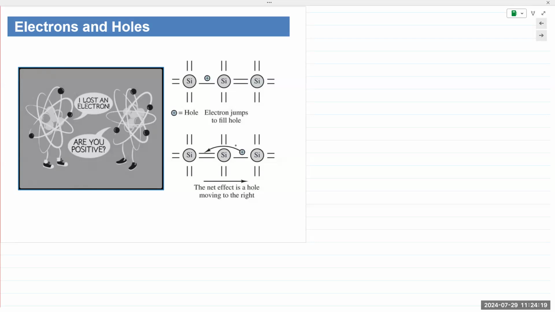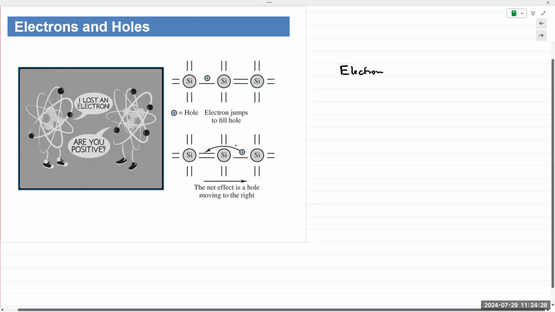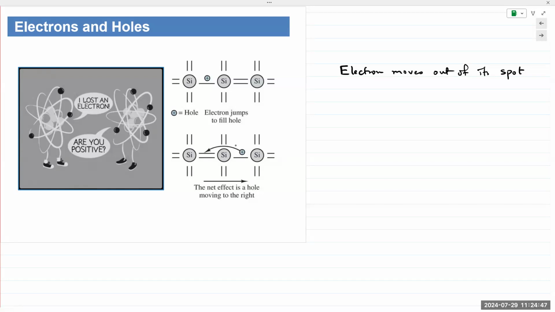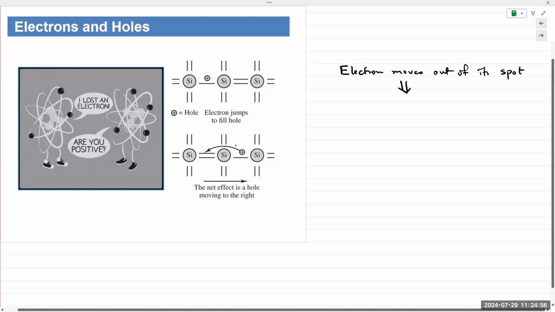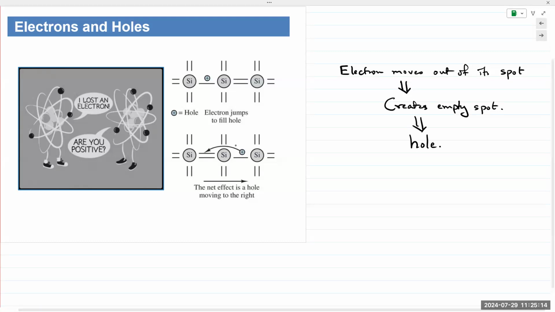If an electron moves out of its spot, and electrons can do that, it leaves behind an empty spot where it was originally bound to that atom. The atom now becomes a positively charged ion. But more importantly, the absence of an electron creates an empty spot, and the spot is known as a hole. They couldn't find a better term. It literally is used as a hole. And a hole is considered a particle similar to an electron with a positive charge.